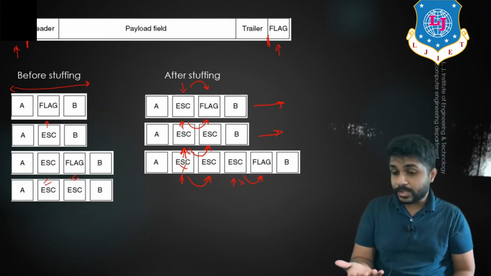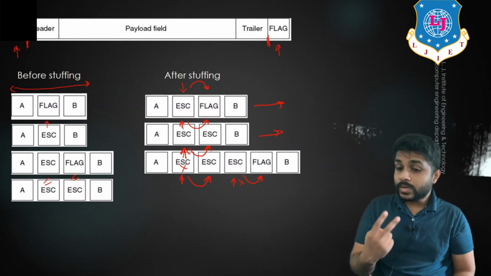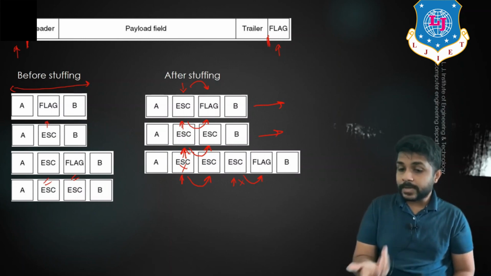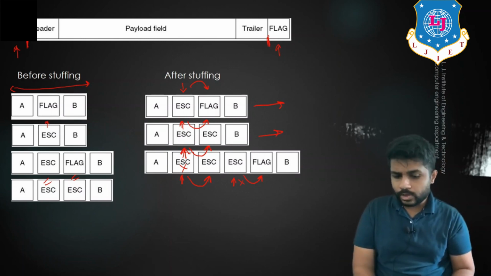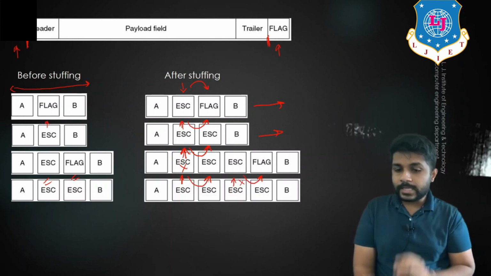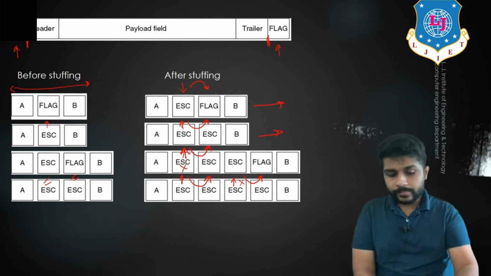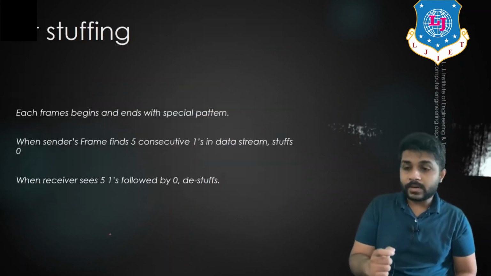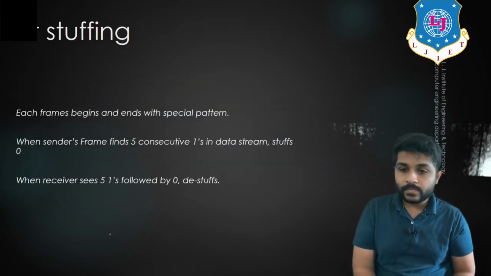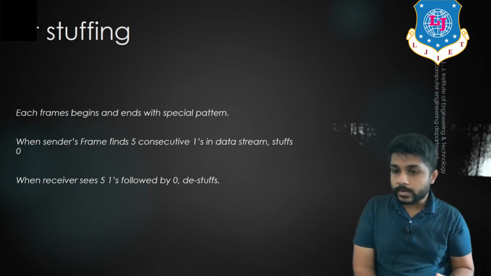Now there is also a possibility that two escape character-like data are present in the frame. So I think you get it that 4 escape characters will be there before sending the frame. Okay. Now let's see the last method, which is bit stuffing. Now, how does bit stuffing work?